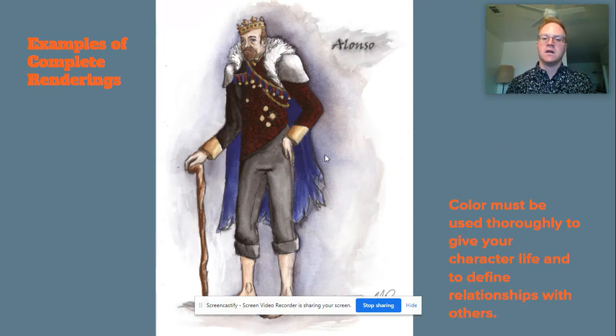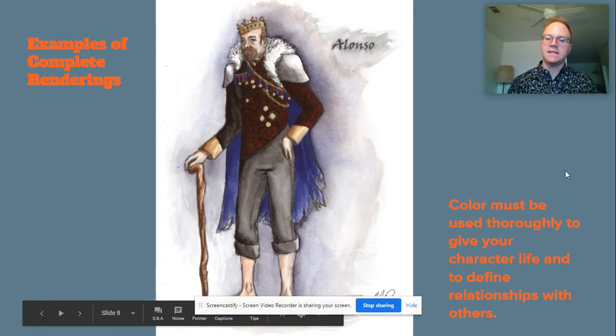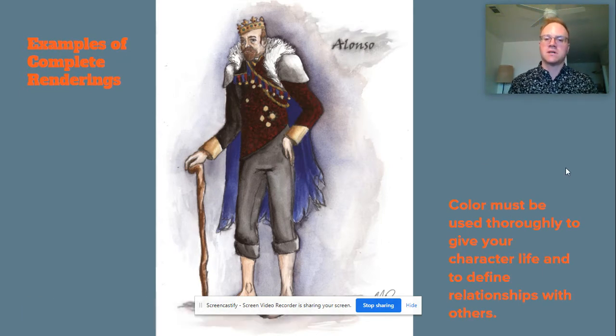Then we have Alonzo, or Alonza, from The Tempest. He is a good example of using color to talk about the character. The color of this character's costume tells us a little bit about him. We've got red, white, and blue, so we know that it's a patriotic look. And all the medals tell us that this person is important and probably a representative from their nation.